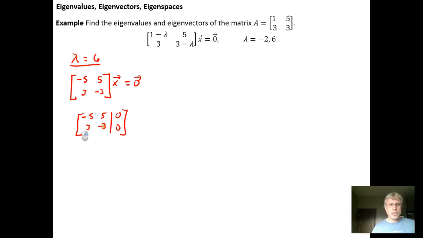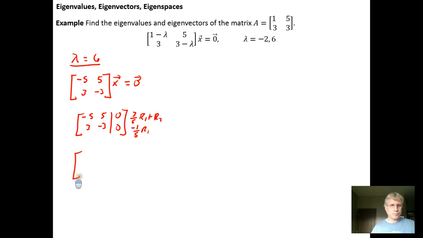What we want to notice is that it's going to be easy to zero out the first row, for example, or the second row for that matter. If we took 3/5 of row 1 and added it to row 2, we'd get 3/5 times negative 5 is negative 3, plus 3 is 0. 3/5 times 5 is 3, plus negative 3 is 0. And then we could take negative 1/5 of row 1.